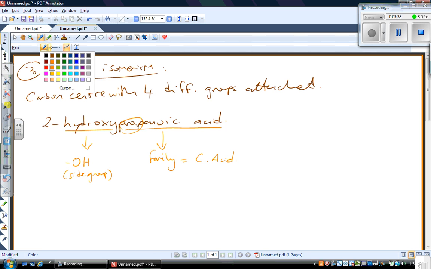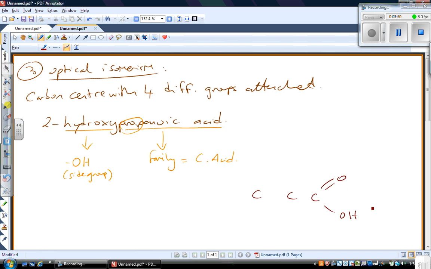So if we draw that out, hopefully we'll be able to illustrate where the chiral carbon is. For 2-hydroxypropanoic acid, we do a 3-carbon chain. We put the standard carboxylic acid group on the end, always on the end, and then the hydroxy group, or OH group in this case, is going on to carbon number 2. CH3 there, and a hydrogen on there.